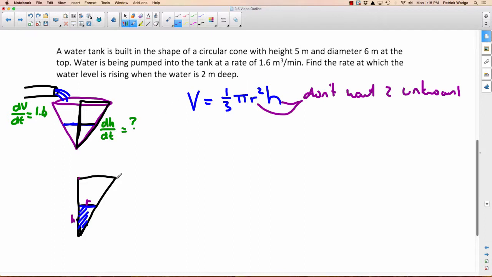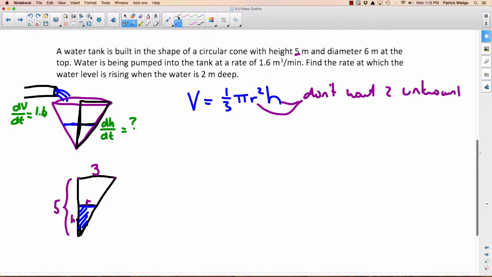But if you look at the big triangle, you also know some facts. You know from here to here is how much? Well, that's half the diameter. It says the diameter is 6, so this is 3. And if you look at this whole side of the big triangle here, how much is that? That is 5. It tells us that the height of this thing is 5.